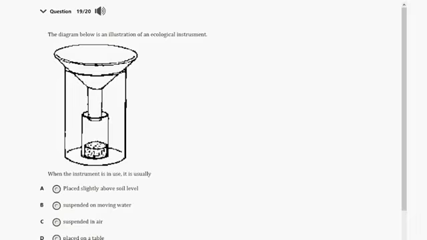Question number 19 here, having the same diagram. It says, when the instrument is in use, it is usually A, placed slightly above soil level, B, suspended on moving water, C, suspended in air, and D, placed on a table. So guys, the answer to this question is option A, placed slightly above soil level. When a rain gauge is in use, it is placed above the soil level in an open space where there is no obstacle to prevent rainfall.